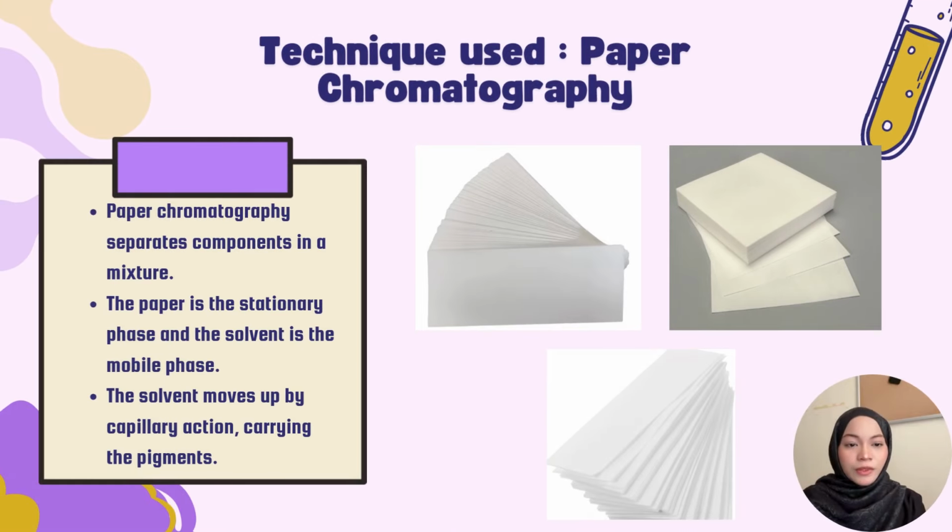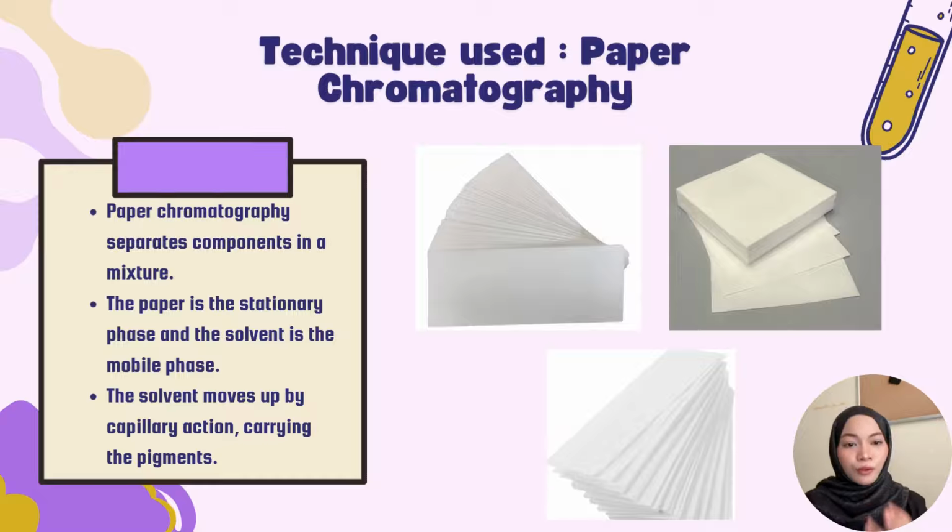Next, I will describe the technique used in this experiment, which is paper chromatography. Paper chromatography is a simple and widely used method for separating colored substances. In this technique, a small spot of plant pigment extract is applied near the bottom of a strip of chromatography paper. The paper is then placed vertically in a container with a suitable solvent known as the mobile phase, ensuring that the pigment spot does not touch the solvent directly.